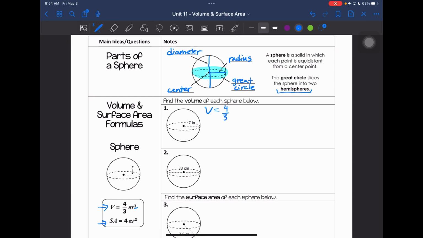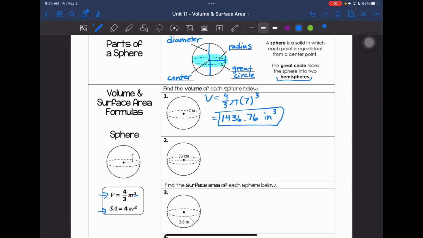So let's try number 1. I would do 4/3 times pi times 7 cubed. And then I just have to type that in the calculator and find out what the volume is. That would come out to 1,436.76. And then whenever we're talking about volume, our units should be cubed, so inches cubed.